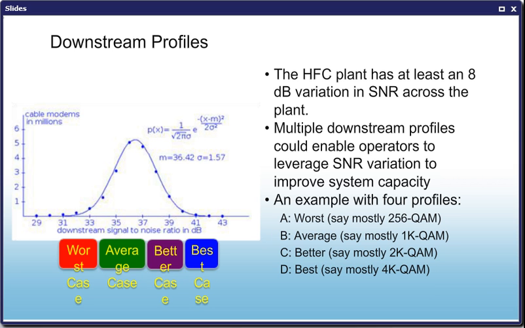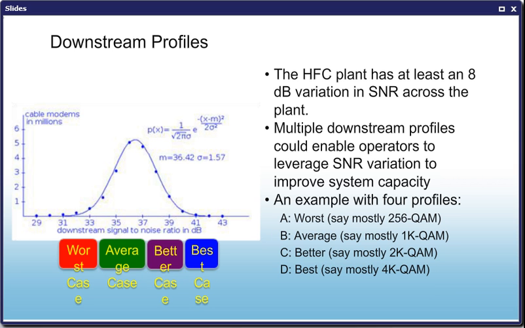We have a study here of 20 million cable modems on a plant, and the signal-to-noise ratio that was measured with a single carrier QAM across those modems. It shows a nice distribution from around 33 to 41 dB signal-to-noise ratio. The higher the signal-to-noise ratio, the higher the modulation you can put in the plant.